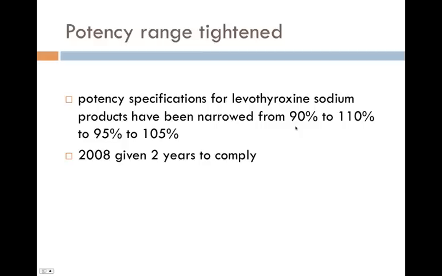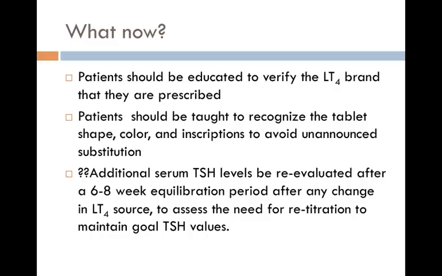levothyroxine. So the potency specifications have been tightened for levothyroxine. Now they have to be between 95% and 105% of what is labeled. And this was decreed in 2008, and now all the products that are on the shelf should be at this tight range of potency, between plus or minus 5%, basically, from what is labeled.